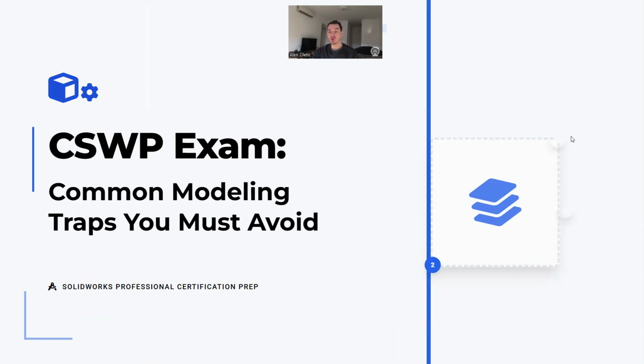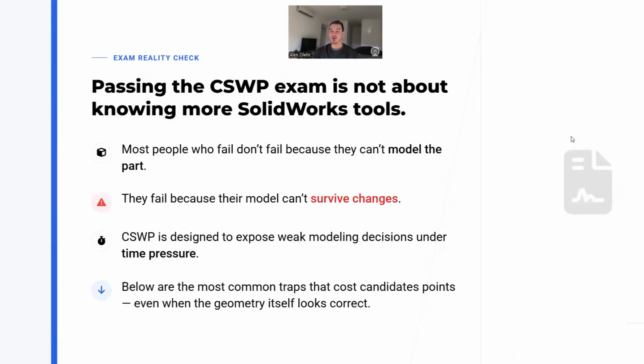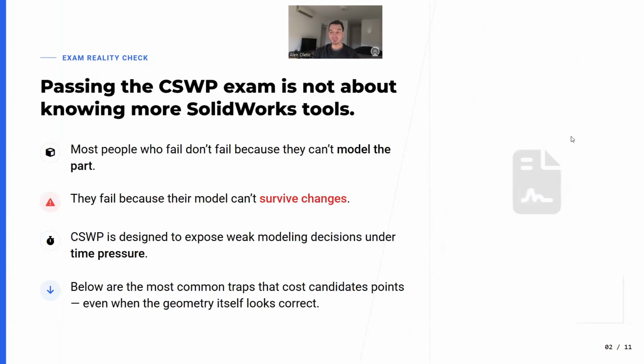So in this video, I'm going to show you common modeling traps you must avoid when you take the CSWP SolidWorks exam. Passing the CSWP exam is not about knowing more SolidWorks tools, okay? Because most people who fail, they don't fail because they can't model the part. They fail because their model can't survive changes. CSWP is designed to expose weak modeling decisions under time pressure. And here we're going to list the most common traps that cost candidates points, even when the geometry itself looks correct.